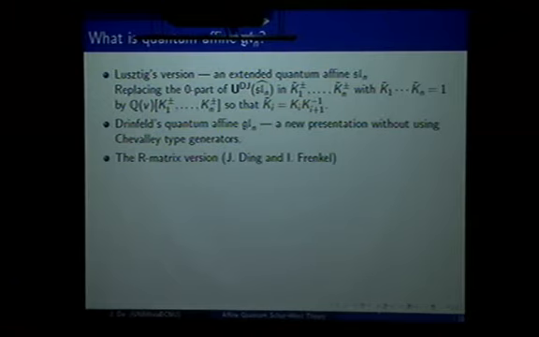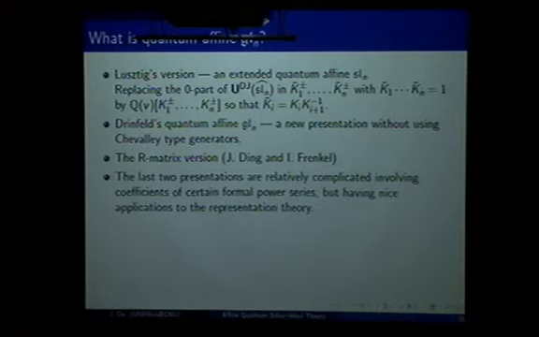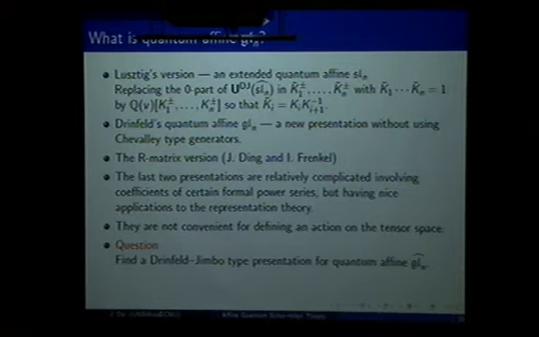And so the last two versions are actually relatively complicated, involving coefficients of certain formal power series. But they have nice properties in representation theory, and a nice application. But they're not convenient for defining an action on the tensor space. So that's a question: find the Drinfeld-Jimbo type presentation for quantum affine gl_n.